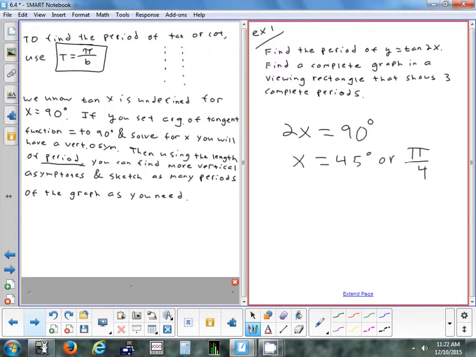All right, so now we know our first asymptote, and they want us to show 3 periods on the screen without cutting any off. So what is my formula to find the period of tangent? Autumn? Pi over, in this case you said 2, yes. So if we want to show 3 complete periods, what's the difference going to be between x-min and x-max?